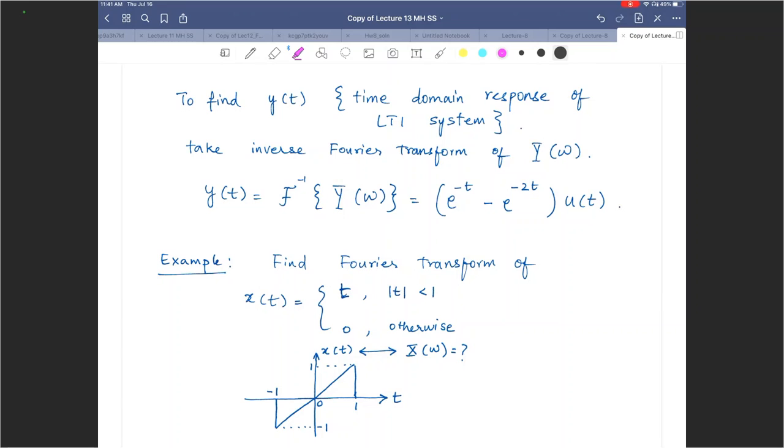So there are two Fourier transforms, one multiplication and one inverse Fourier transform operation that was involved in this. The other option would simply be e to the minus t u of t convolved with e to the minus 2t u of t, and you will get the same result. I've just shown you an alternate way. Could you go back to the partial? Yeah, absolutely.